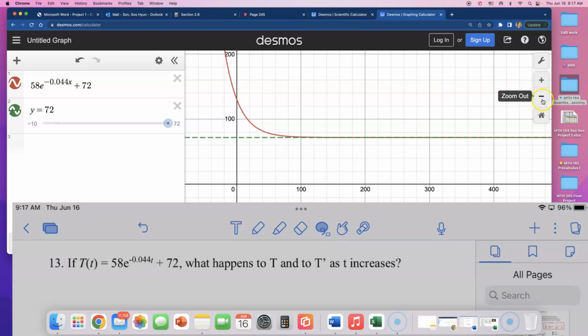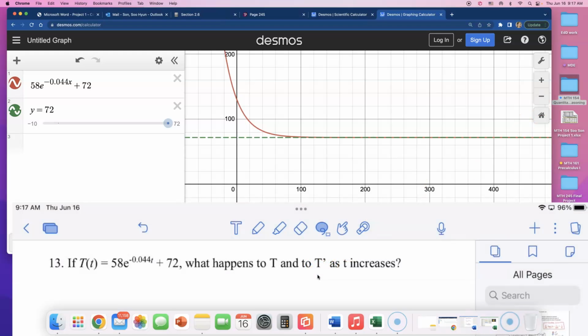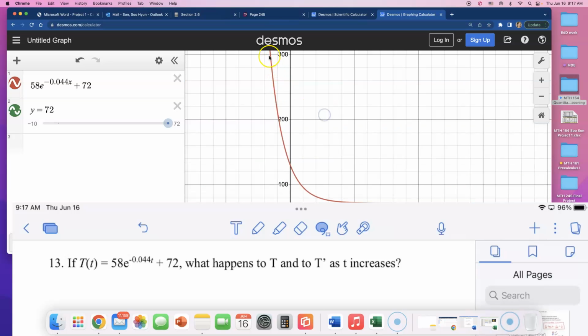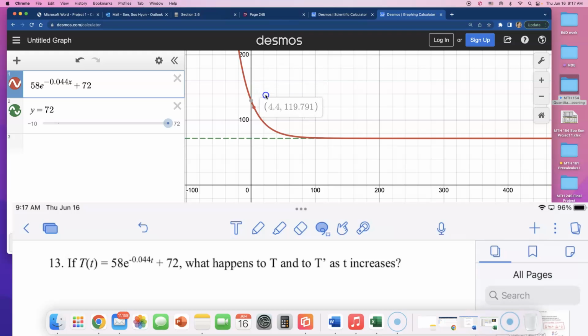But what else? They also wanted to talk about what T prime is doing. And T prime is the rate of change, right? The slope of a tangent line, okay? All right, this is a thing. It's going down. The graph itself is going down. You guys see that, right? But in the beginning, it was going down very, very rapidly, right? But you see how it's slowing down? So as t increases, we are seeing that the rate of change, how fast it is going down, is slowing down, right?